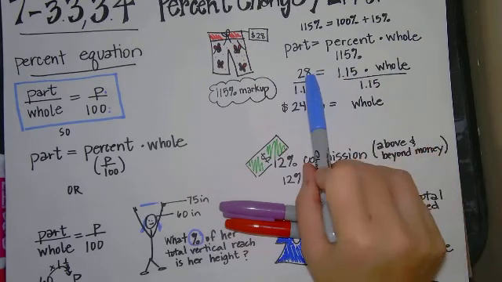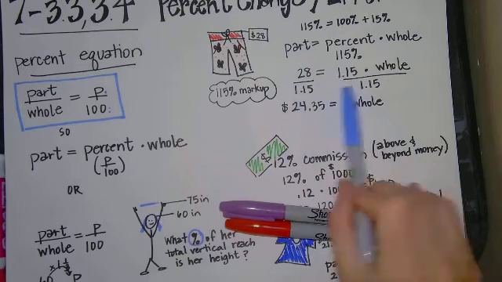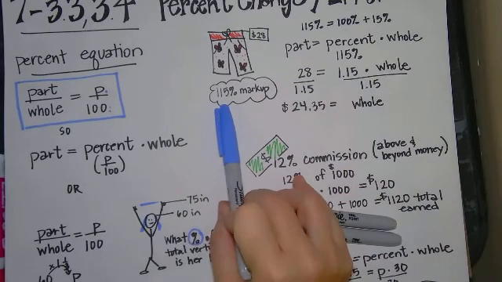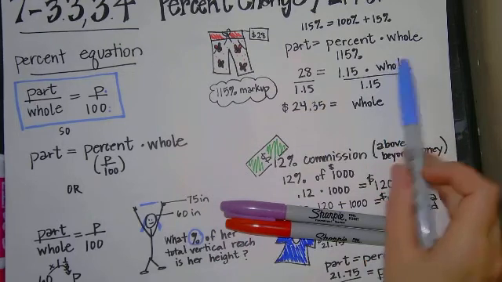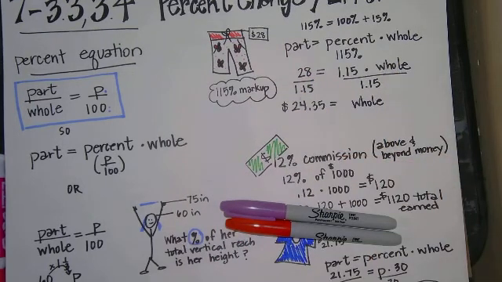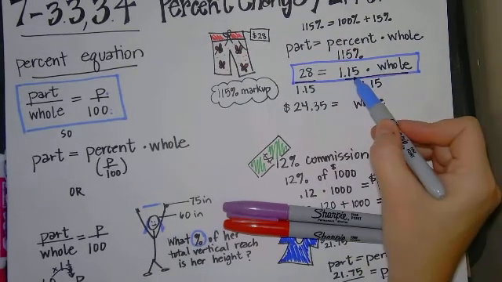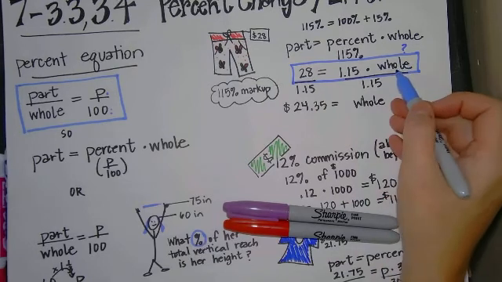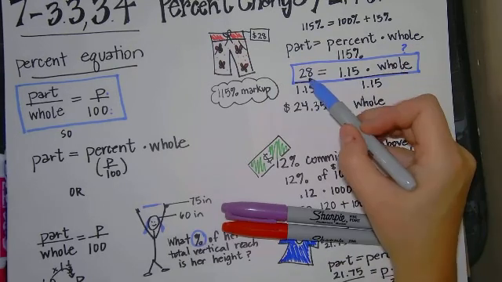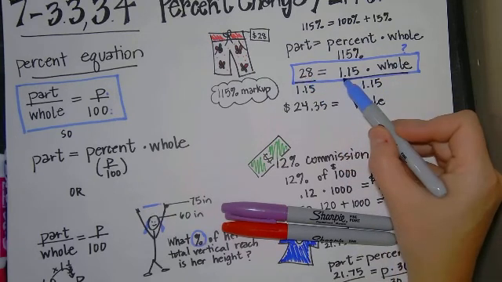So our part then, our percent is our 1.15, because I turned that percent into a decimal, times our whole, that's what we don't know, equals our 28, which is our part. So let me put a box around this right here so you can see what we just did. This is our percent. This is our whole. That's what we're trying to find. We don't know how much it was to start with. That would be our whole. And then this is the part that we have. This is how much the pants are being sold for today.